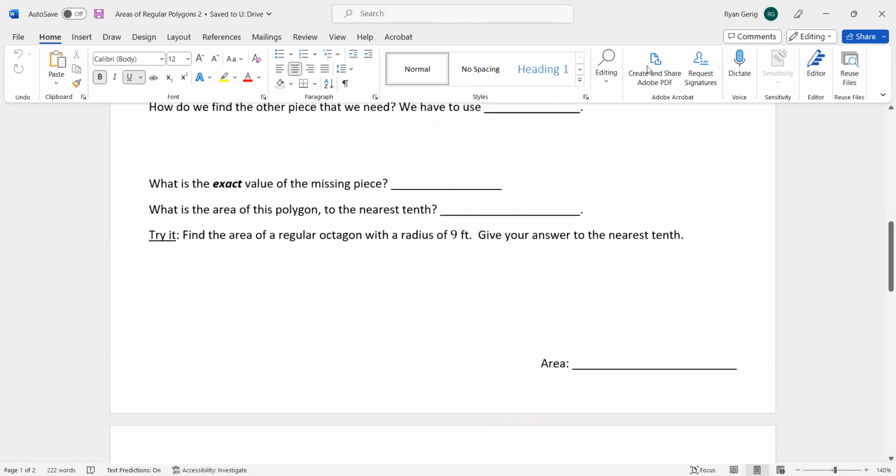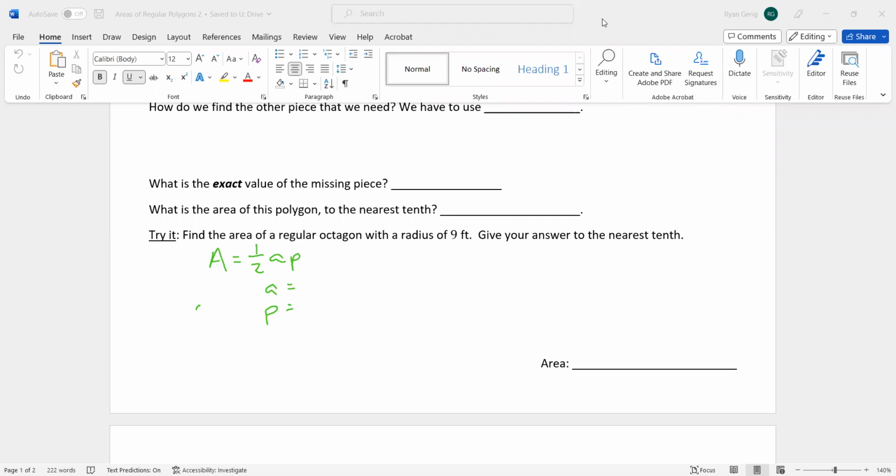All right, find the area of a regular octagon with a radius of 9 feet. Now, I didn't give you any pictures here. Hopefully, I'm hoping you can get to the point where you don't need pictures. I'm going to still draw a triangle, but I'm not going to draw an octagon. I need the apothem and the perimeter. I can't get either one with the radius is 9 feet.